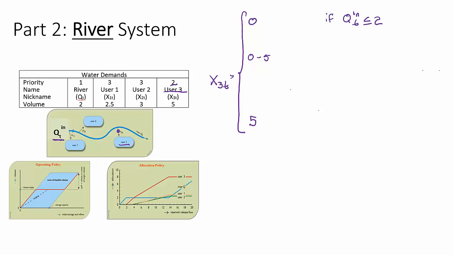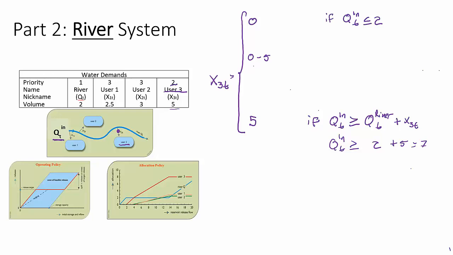When can this user receive its full allocation? So that can happen if Q in, so the available water, is greater or equal than the prior priority, which will be the river, plus 5. So when Q in is greater or equal than 2 plus 5, so when this is greater than 7, then this guy will always receive 5 units of water.